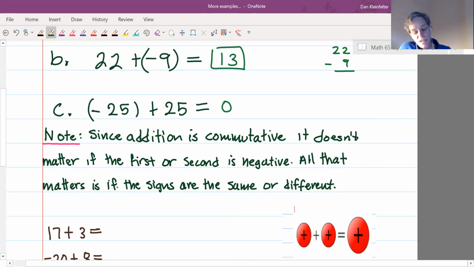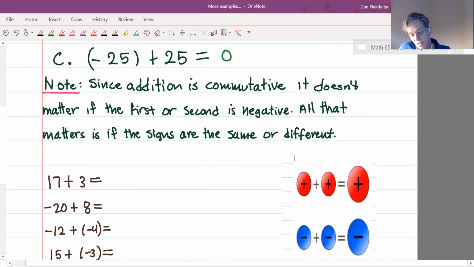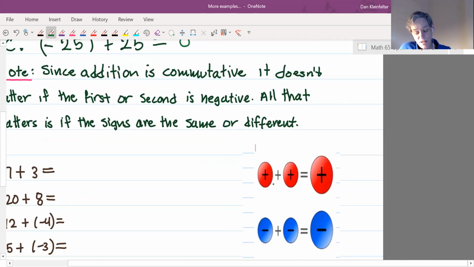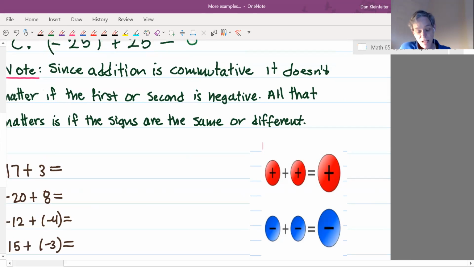All that matters is if the signs are the same or different. If the signs are the same, the graphic can help you down here to the right. If you're adding together two positive numbers, you get a number that is more positive. If you're adding together two negative numbers, you get a number that is more negative. If the signs are the same, that's what you get.